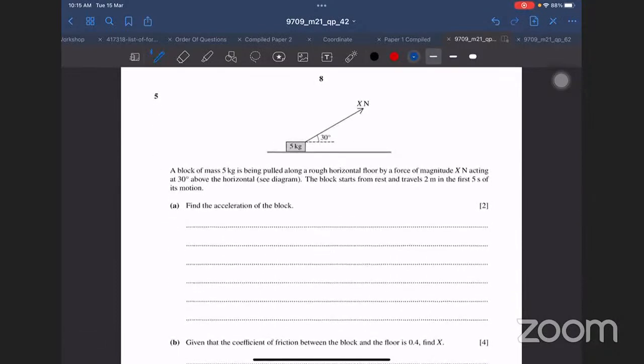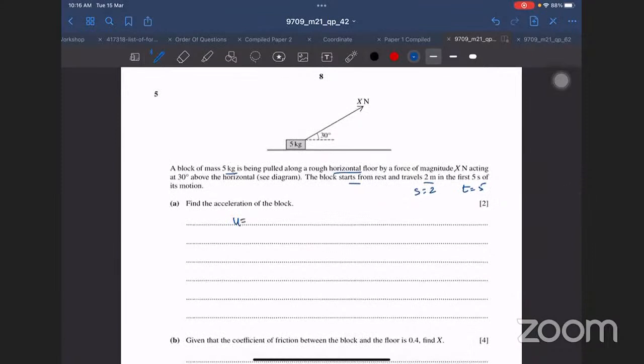This is question number 5. And this looks like Newton's laws. It says the block of mass 5 kgs is being pulled on a rough horizontal surface by a force of magnitude x at 30 degrees. The block starts from rest and travels 2 meters in the first 5 seconds of its motion. It started from rest, so u is 0, s is 2, t is 5. I'm asked to find the acceleration.